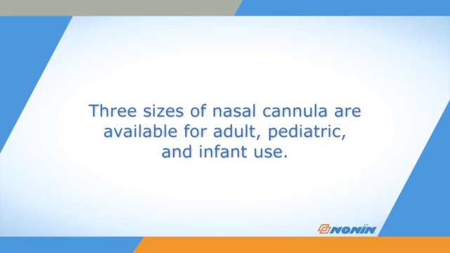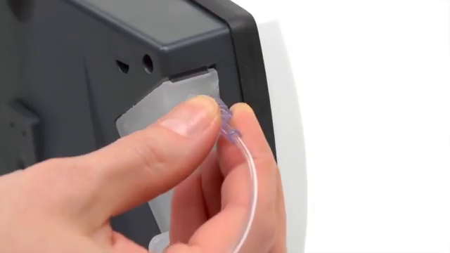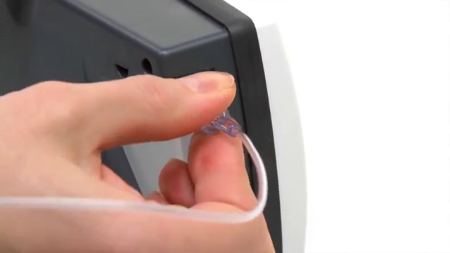Three sizes of nasal cannula are available for adult, pediatric, and infant use. Place the nasal cannula and snugly attach the sample line to the moisture trap using the luer lock stem on the trap.